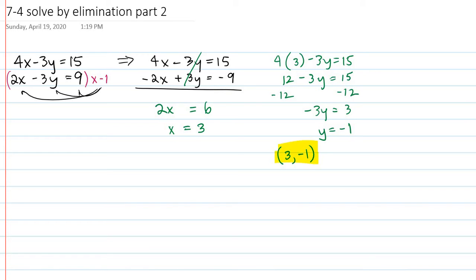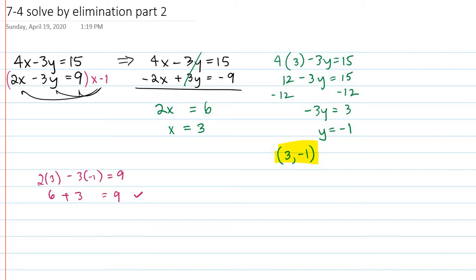Remember, I can check that by substituting those values back into an original problem. I'm pretty confident they're going to work in the first one because I kind of just did that. But let me put them in the second one. So 2 times 3 minus 3 times negative 1 equals 9. I get 6 plus 3 equals 9. That is true. So I'm pretty confident that my answers are correct.